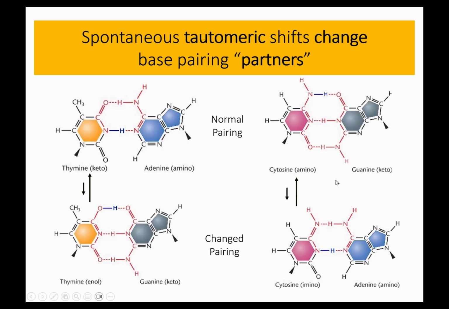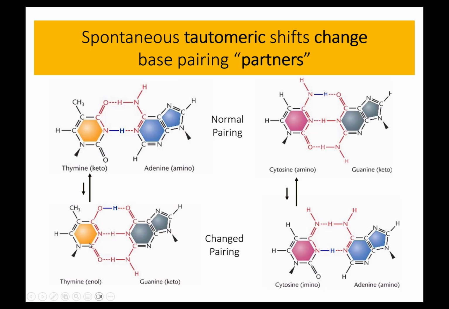Cytosine and adenine are dominantly in their amino form, but in their rare form, they can tautomerize to their imino form. Here's the issue. When they tautomerize, they have a different preferred partner. That's what makes this lead to a mutation. So thymine, in its enol form, prefers guanine. Cytosine, in its imino form, prefers adenine, as opposed to A here and G here, right? So once this match occurs, in the next replication round, that leads to a mutation.